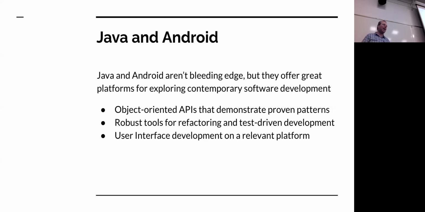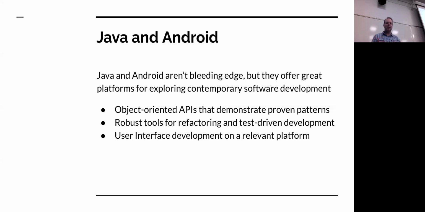So things like refactoring, test-driven development, mobbing and pairing can be applied no matter what language or platform you're using. I've just found that for this course, Java and Android work really well for exploring these particular concepts in contemporary software development. The Java API provides lots of good examples of object orientation.